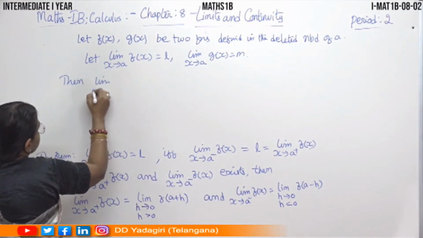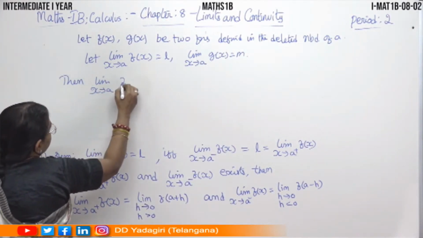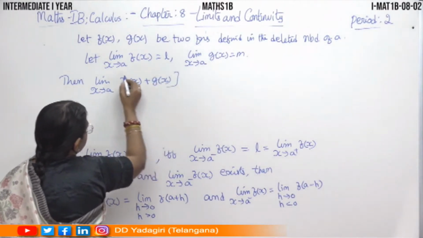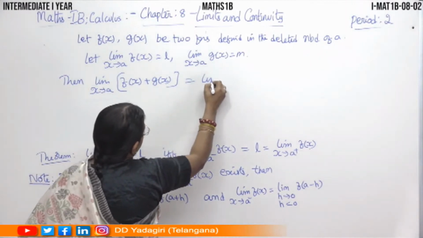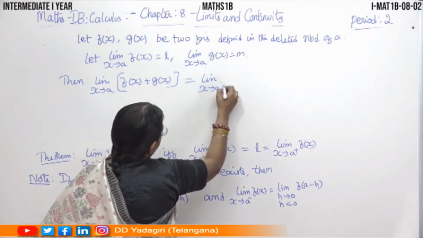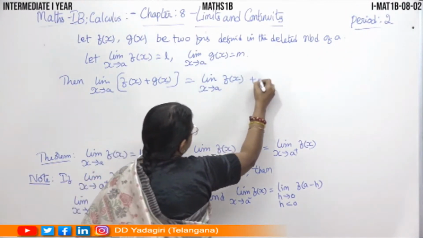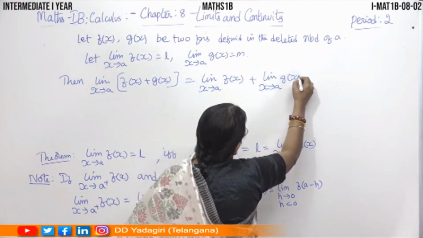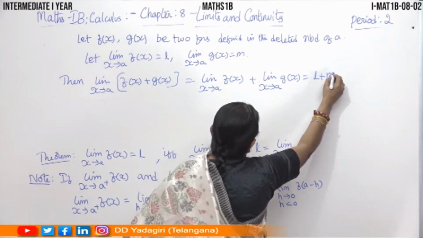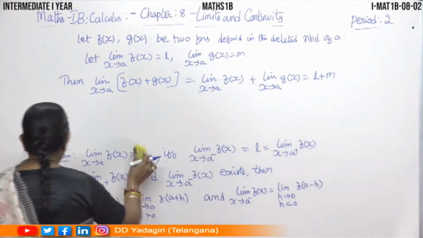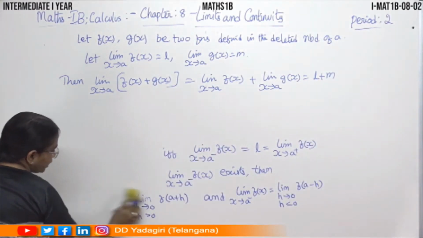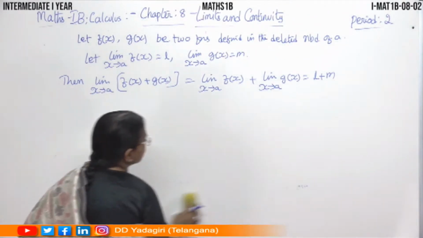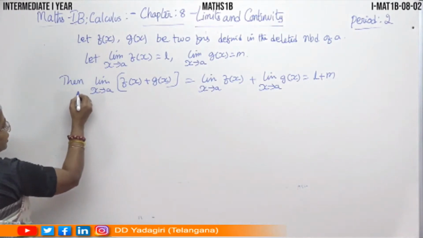Then the limit as x tends to a of f of x plus g of x, I can write as the limit as x tends to a of f of x plus the limit as x tends to a of g of x. So that is equal to L plus m. So I can write the limit separately for both the functions and then find the limit. Okay, this is the first one.